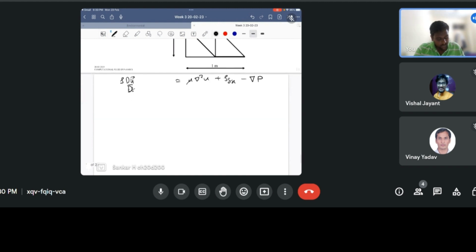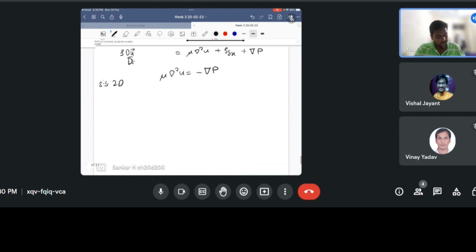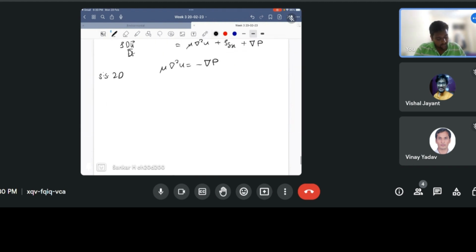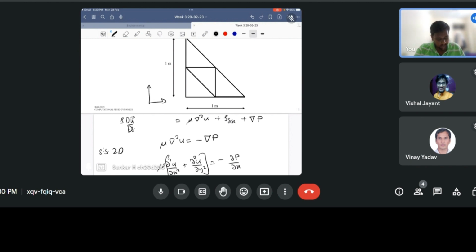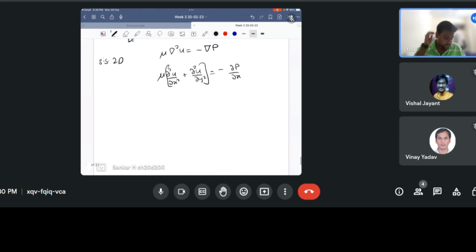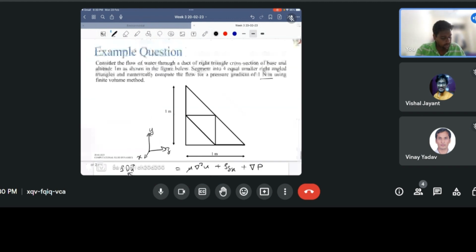So when we solve this equation, we'll finally get the terms as mu del square u is equal to minus del p for a steady state two-dimensional equation. We'll get mu del square u is equal to minus del p. Now in two dimensions we can write it as mu into dou square u by dou x square plus dou square u by dou y square should be equal to minus dou p by dou x. Let us assume that the coordinate that's given is in the YZ plane and the flow is happening in the X direction. So mu into dou square u by dou x square plus dou square u by dou y square is equal to minus dou p by dou x, as given here.